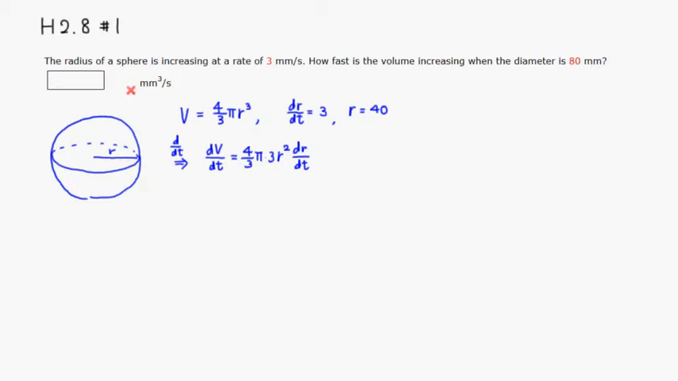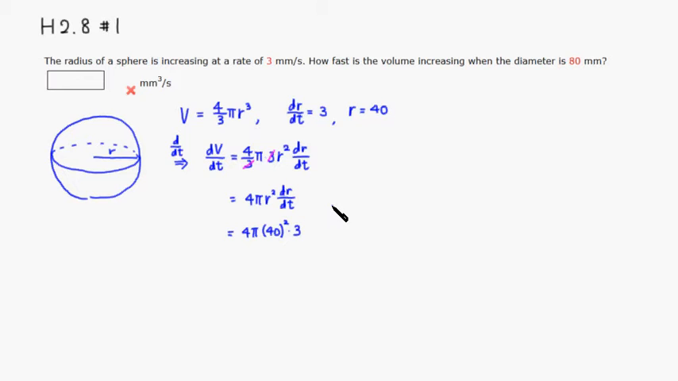Then clean it up a bit. So you see that there's a 3 on the bottom and 3 on top. So what you get is 4 pi r squared dr over dt. Alright, then we just plug in what we already know, so it's going to be 4 pi. Alright, r is 40, so it's 40 squared, and dr over dt is 3, so multiply by 3.